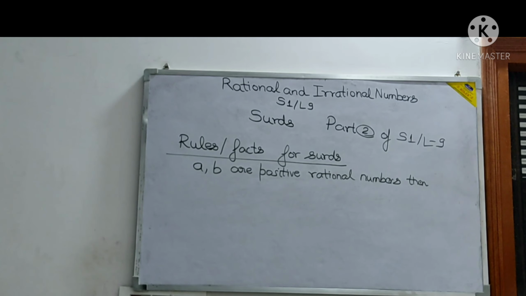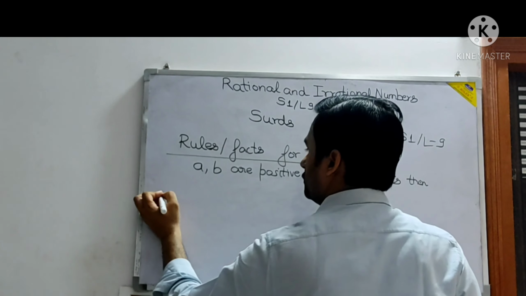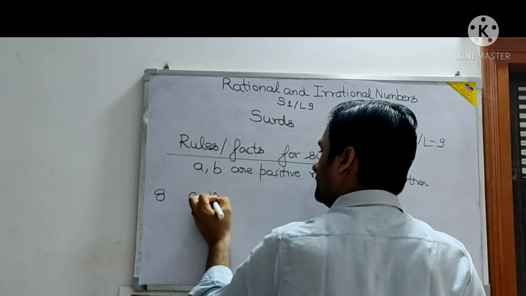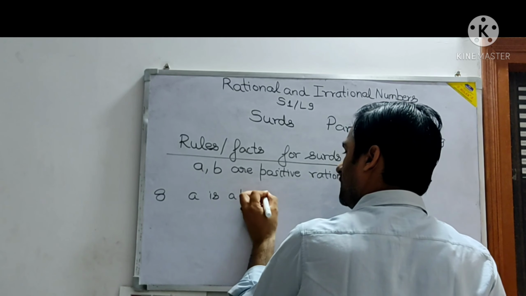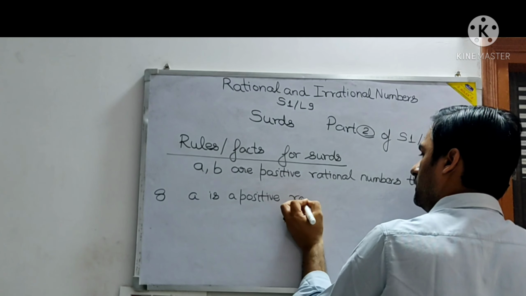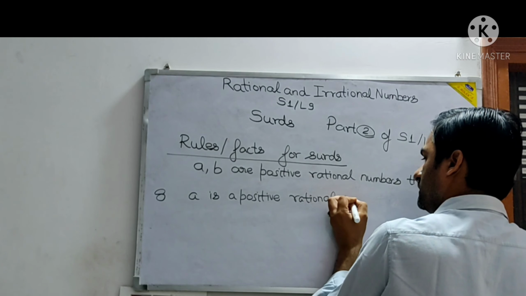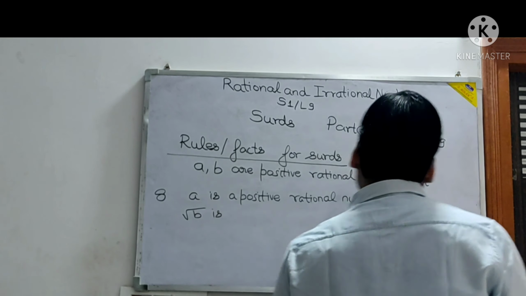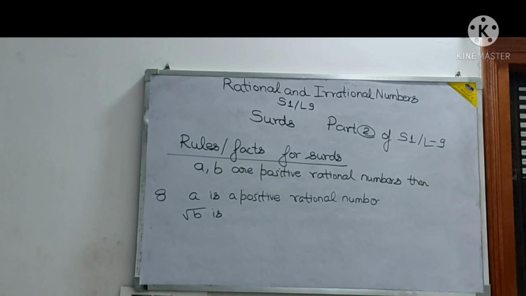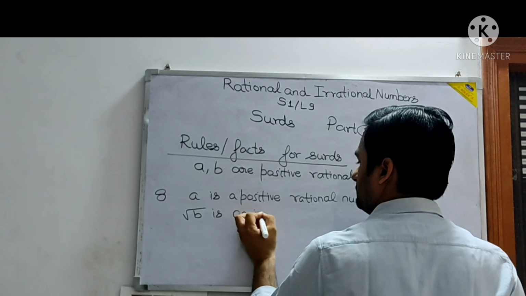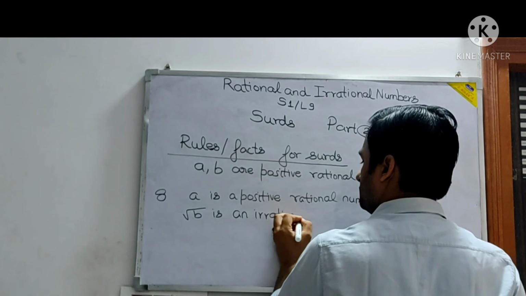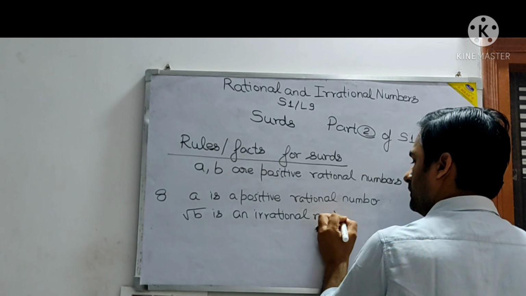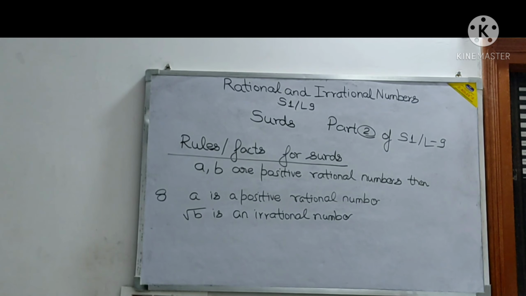So the 8th rule is: if A is a positive rational number and root B is an irrational number, then, the first part, A will be more than root B.